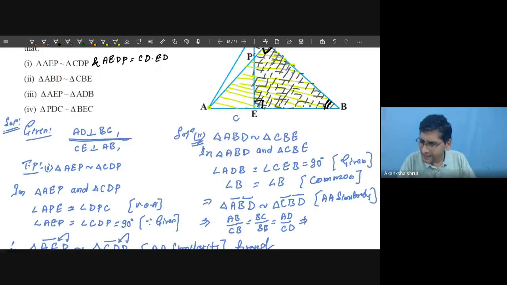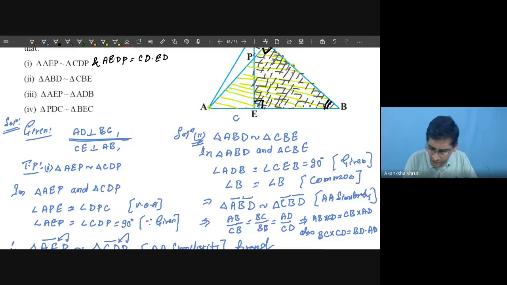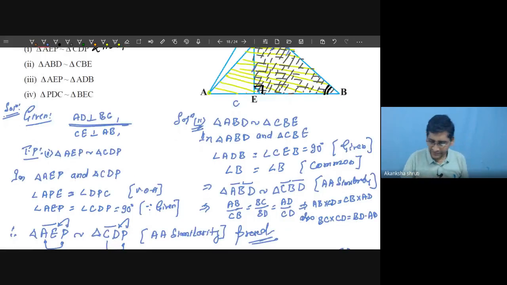By this we can write the various product forms. From the first and third we can write AB into CD is the same as CB into AD, or also the other ratio, by taking the second and third we may write BC into CD is equal to BD into AD. So these are the various ratios and products that can be written.